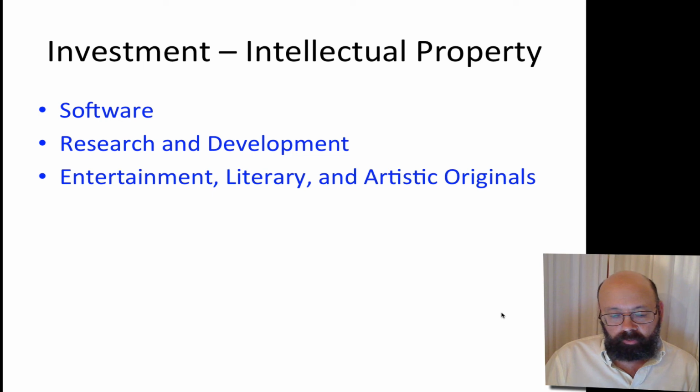Up to a year ago, these last 2 items, research and development, and entertainment, literary, and artistic originals, were considered to be intermediate goods. But now, based on further thought, they are considered to be final goods. So the amount of money spent on research and development, or on entertainment, now counts towards GDP, and obviously also the amount of money spent on software.